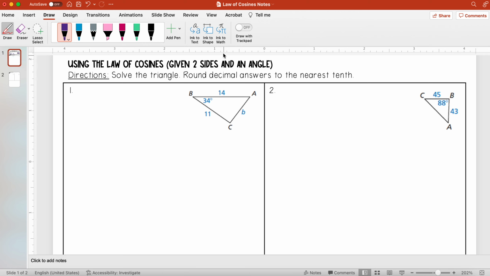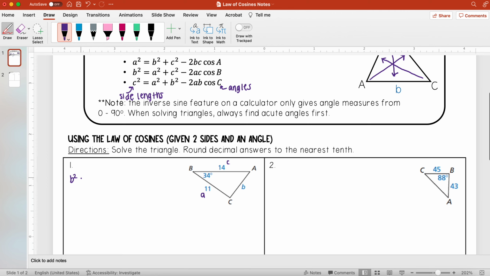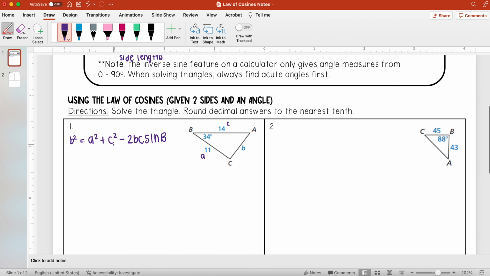I'm going to start with labeling my sides. I see across from angle A is side a, across from angle C is side c, and b is already labeled. I'm going to start with finding side b. So I have b squared is equal to a squared plus c squared, because I have a and c, minus 2bc cosine of B. I can use law of cosines for this because I know my sides a and c, and I also know my angle B.